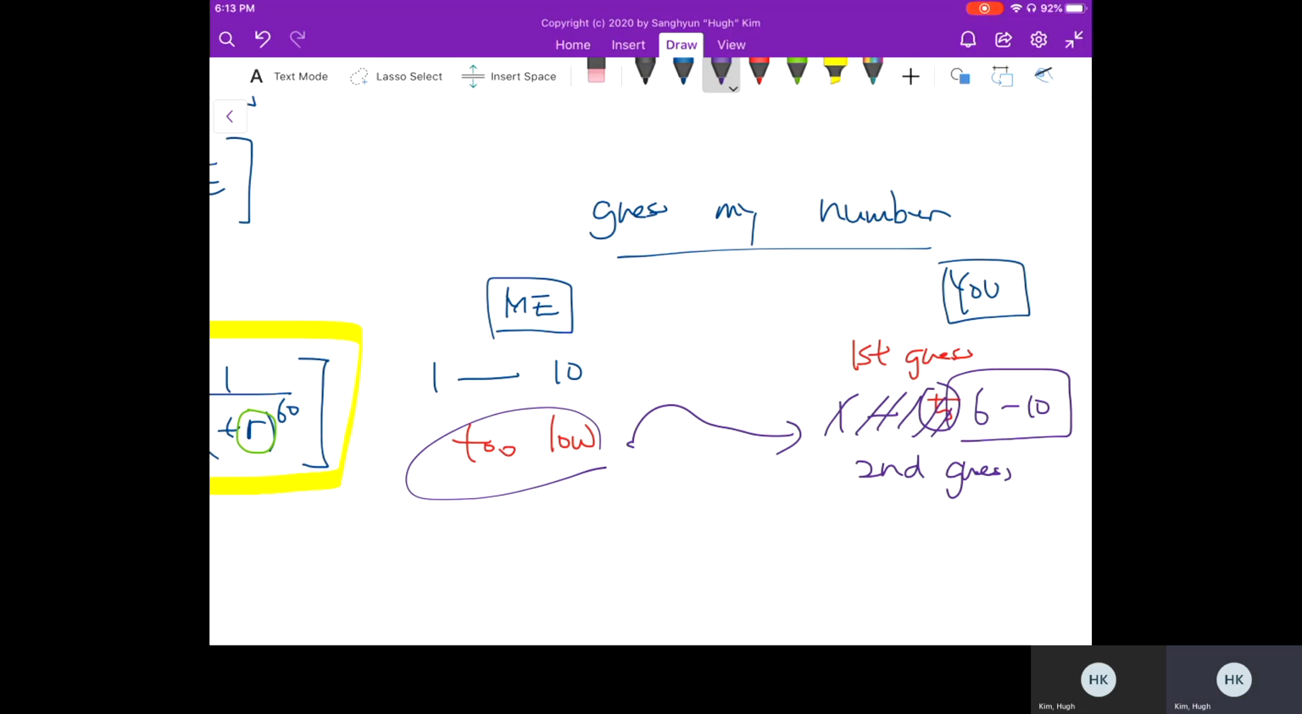Based on this updating of information, you make your second guess. So you may guess 8. Okay, and so forth until you guess my number correctly. I tell you whether your guess is correct, or when your guess is incorrect, I tell you whether it's too low or too high, and based on that, you update your guess.